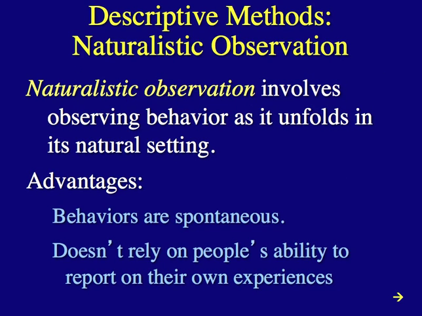So some advantages of the naturalistic observation is we can observe behavior as it unfolds naturally in its natural setting. The behaviors are spontaneous. If we do a good job of not being obtrusive, then people will behave without reacting to the presence of the observer. One of the benefits here is it doesn't rely on people's ability or willingness to report on their own experiences. You can just kind of spy on them.